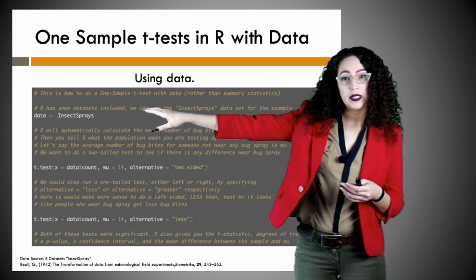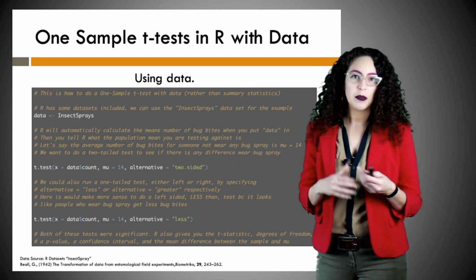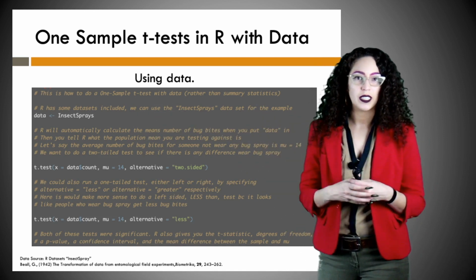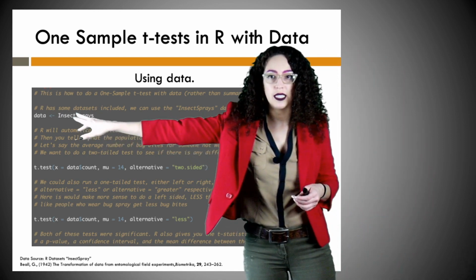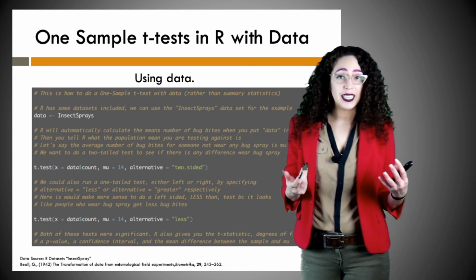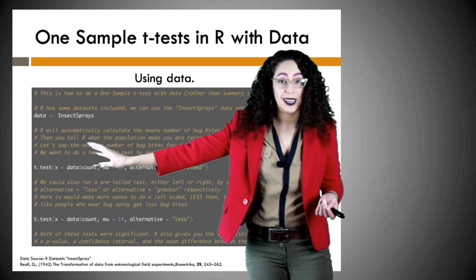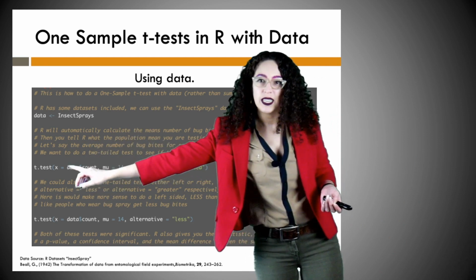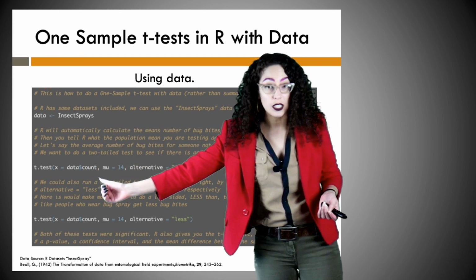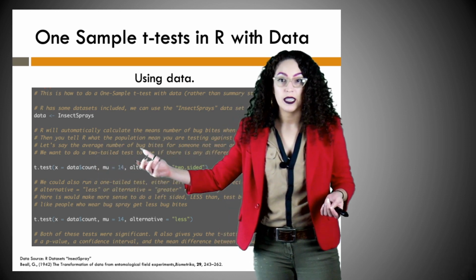So here's an example. There is a data set in R that you already have, and it's called InsectSprays. And it's the number of bug bites people get with certain different types of insect sprays. So I'm calling that data set, and I'm going to call it data. Now to do the t-test, this is all we have to do. We say t.test, very original. Then we specify the data. So we say x equals data$count, because the count is how many bug bites somebody got.